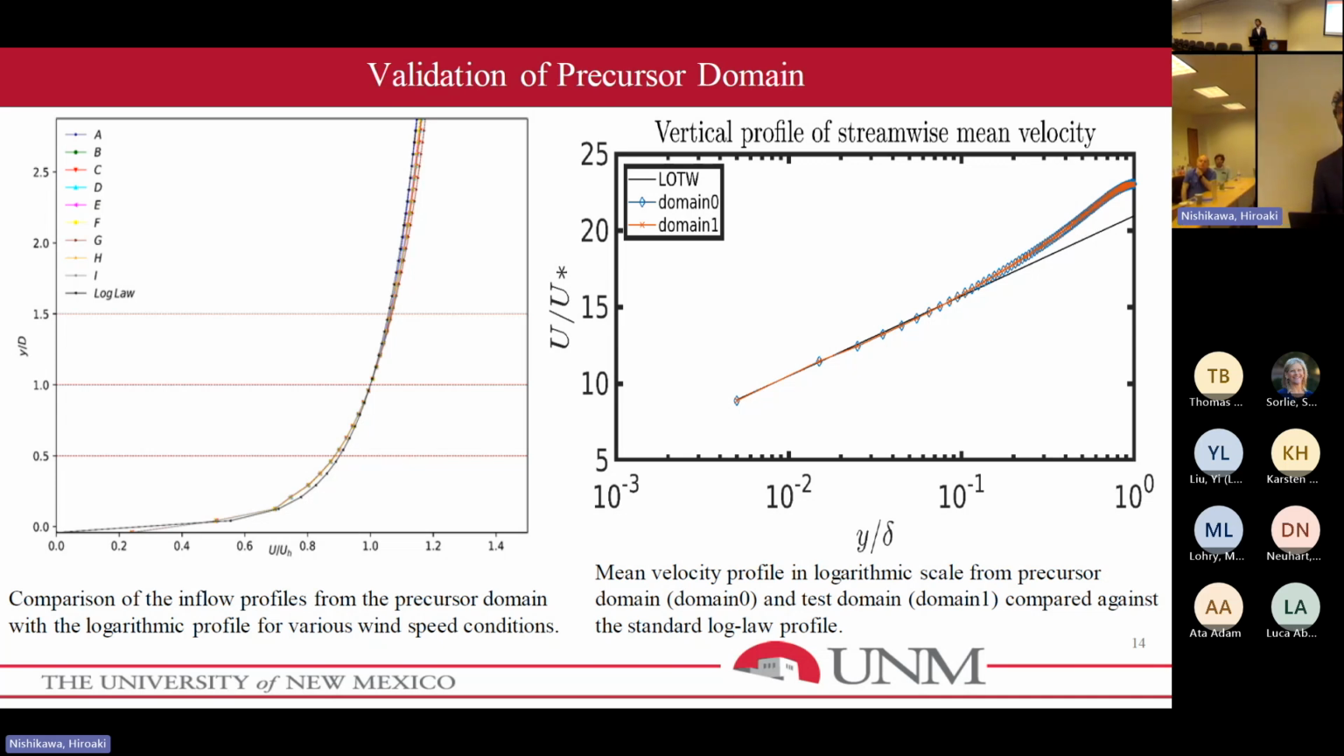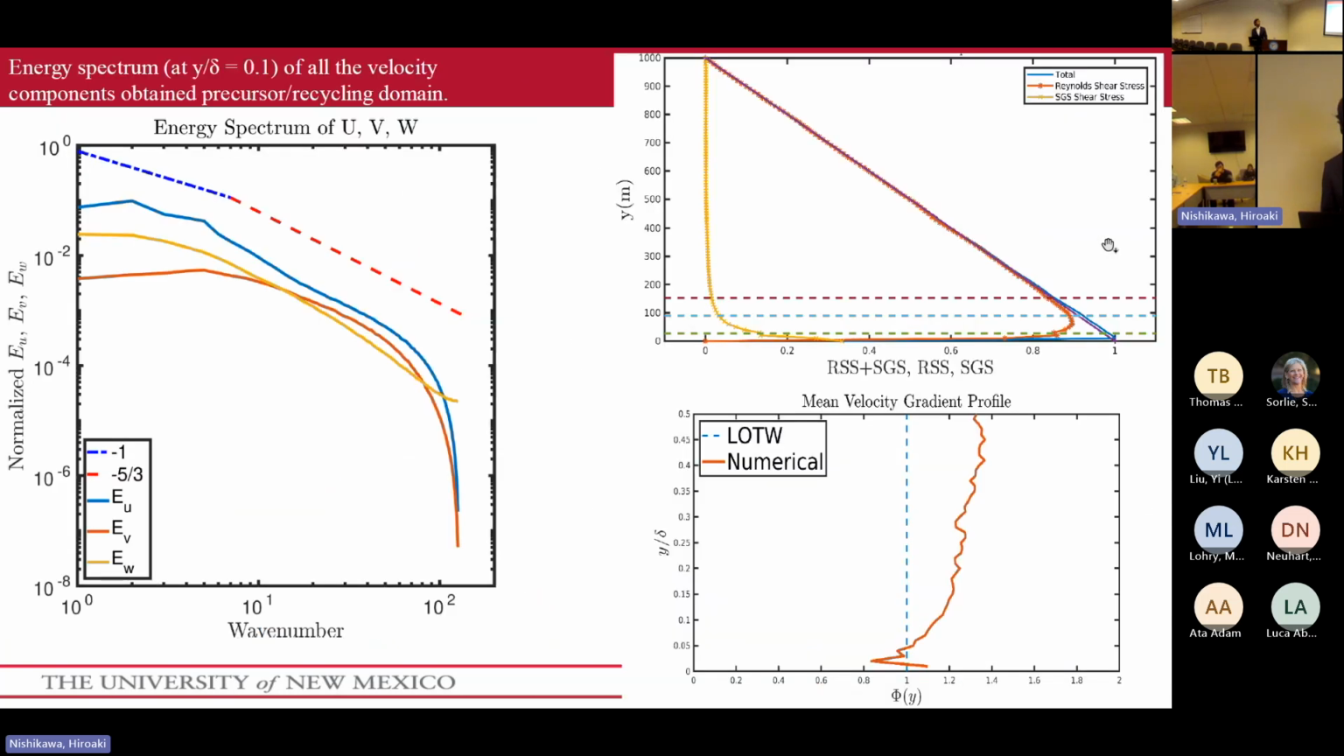What is it? LOTW? What is this called? Like LOTW or law of the wall. Law of the wall. Yeah. So this is the theoretical profile with the black line.